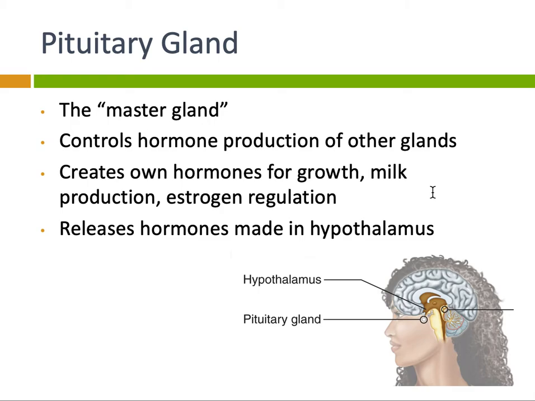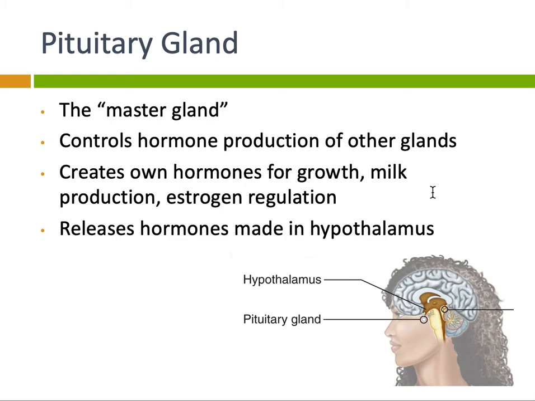The pituitary gland is known as the master gland. It has three main functions or three main categories of things that it does. The first thing it does is control hormone production of other glands. For example, it produces TSH or thyroid stimulating hormone, which, as the name says, is going to stimulate the production of hormones in the thyroid.